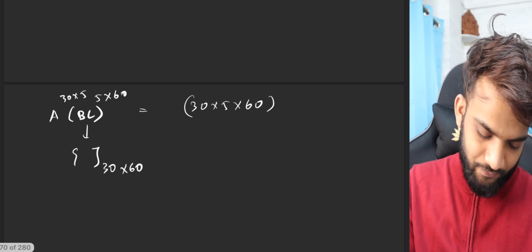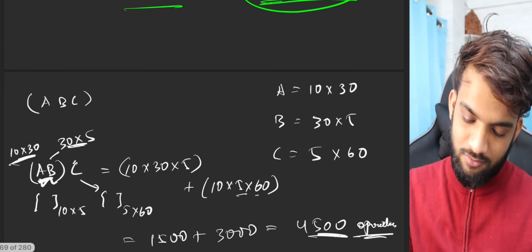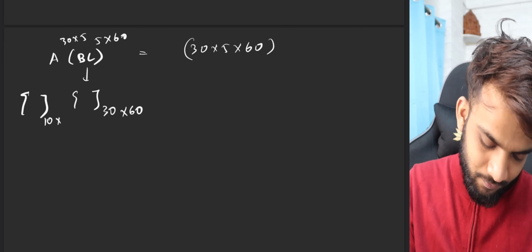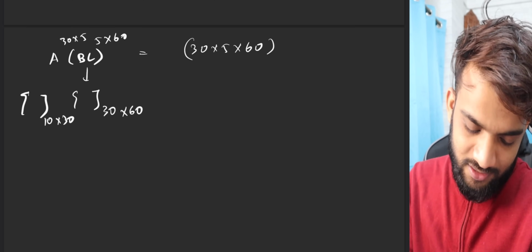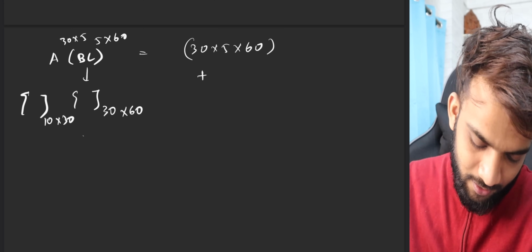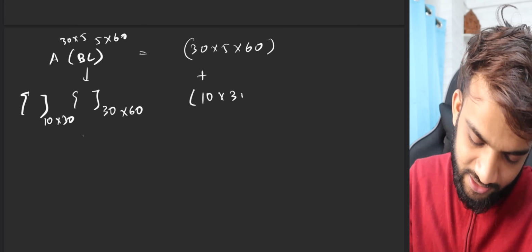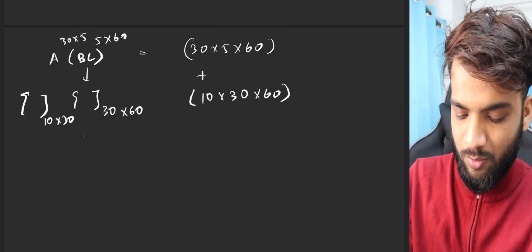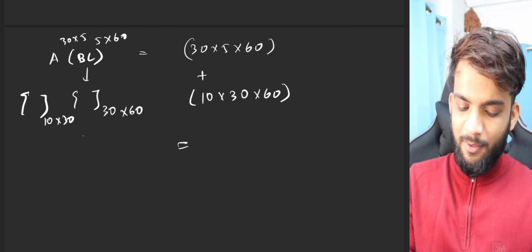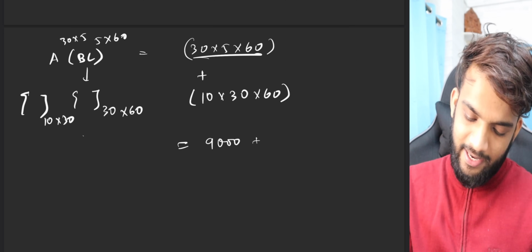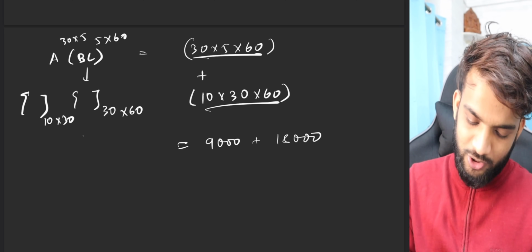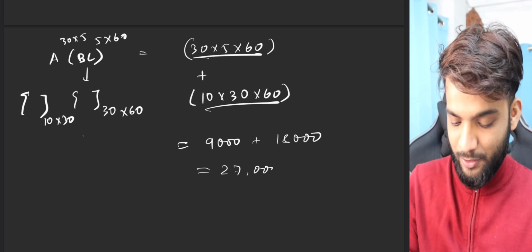What is A? A is 10 cross 30. So can I say this? The number of operations required will be 10 cross 30 cross 60, which will give you 18,000 for this and 9,000 for the first, which will give you 27,000 operations.